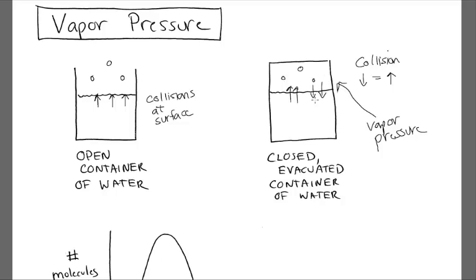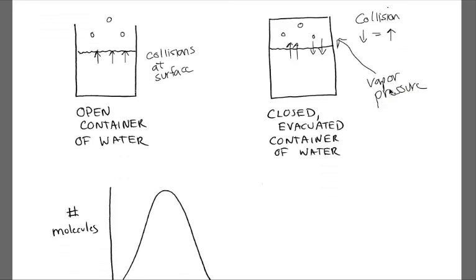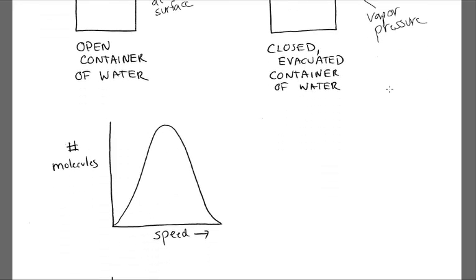And so at a certain temperature, we'll have a certain number of vapor molecules, but if we raise the temperature, more molecules will have enough energy to get out of solution, and you'll have a higher vapor pressure at a higher temperature. So let's look at that on a graph. We have the number of molecules versus the speed of the molecules, and we have a distribution at a certain temperature. So this is some temperature T1.